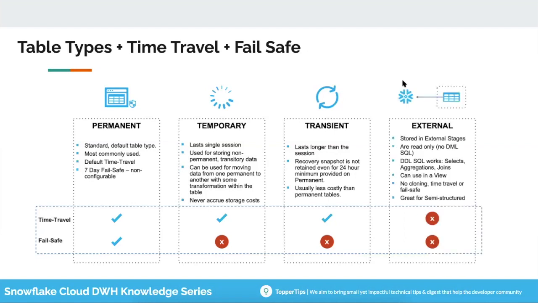Let's talk about the last table type, which is called external table. Since external tables are stored outside of Snowflake, obviously it does not support time travel, nor does it support fail-safe. If you lose the data on your AWS S3 or in your ADLS Gen 2, obviously Snowflake cannot recover that data. It also does not support cloning, time travel, and fail-safe. And these are only great for the semi-structured data type.